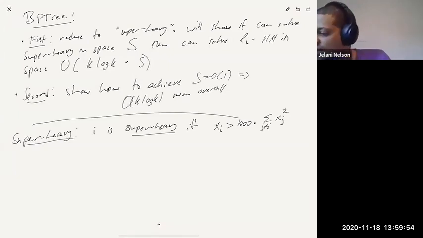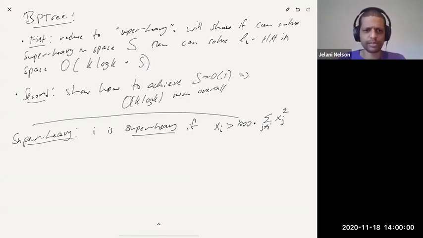Okay. So if it had been in an L1 sense, then what it means is literally 99% of the things you see in the stream are i. Here it's an L2 sense, so it's not so. Let me give you an example. Let's say you have a stream with n elements. One item appears 100 root n times, 100 times the square root of n times. All the other items appear once. So the total length of the stream is n.